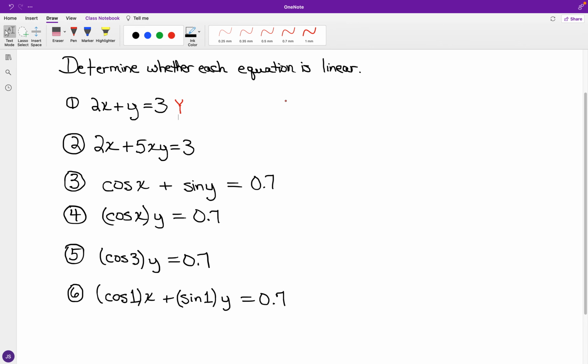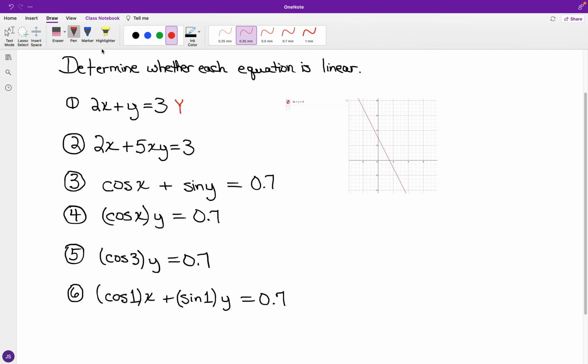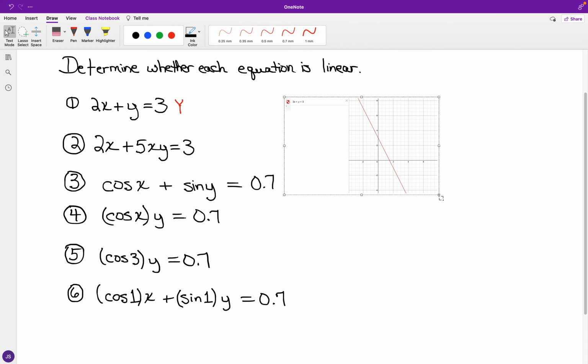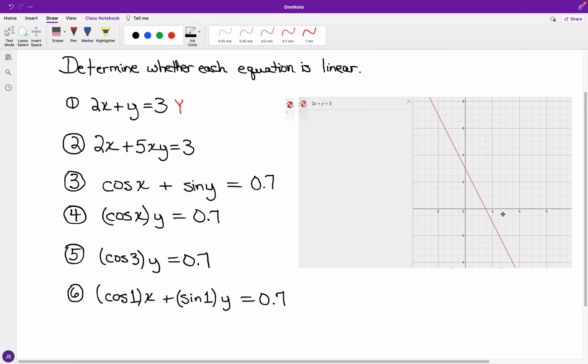Looking at the appearance of 2x plus y is equal to 3, we have this particular image. Again, for this image, that is going to be a straight line.